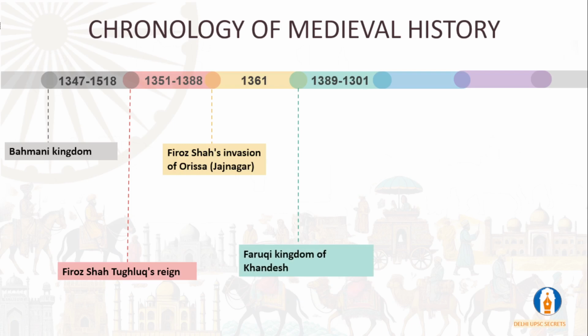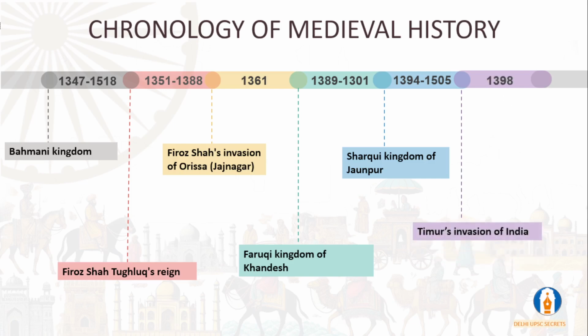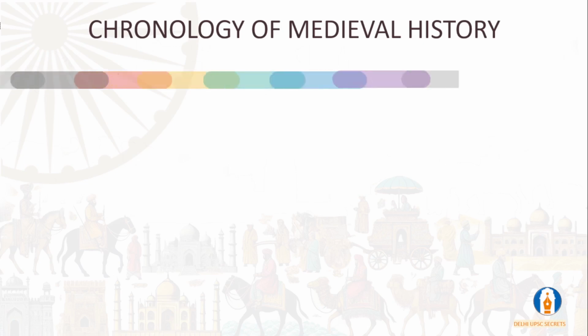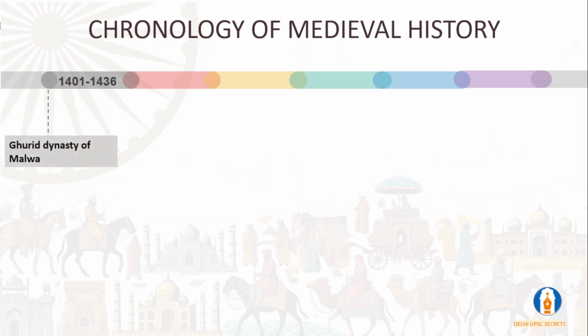1389 to 1601 is the period when the Faruqi kingdom of Khandesh rules the region. 1394 to 1505 is the period of the Sharqi kingdom of Jaunpur. 1398 is marked with Timur's invasion of India. So in medieval India, you would come across many kingdoms. One important thing is to understand in which period they have ruled, who is the first ruler and who is the last ruler, and whether any architectural marvel was constructed in that period.